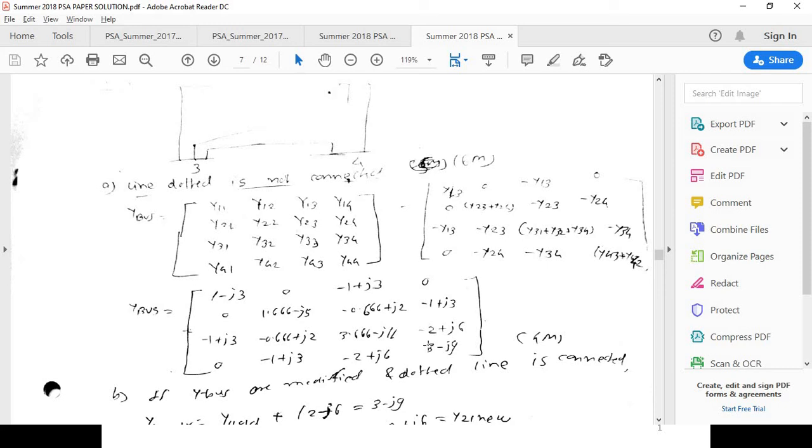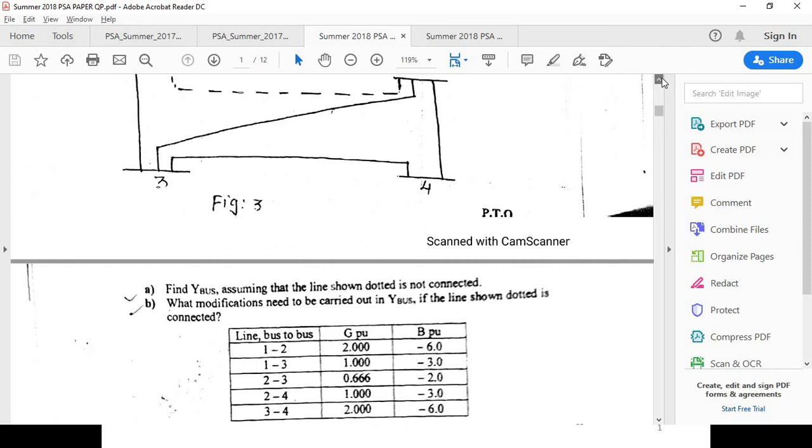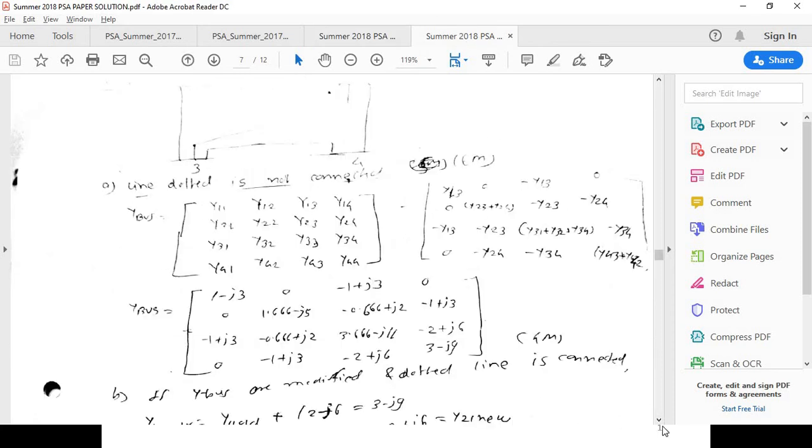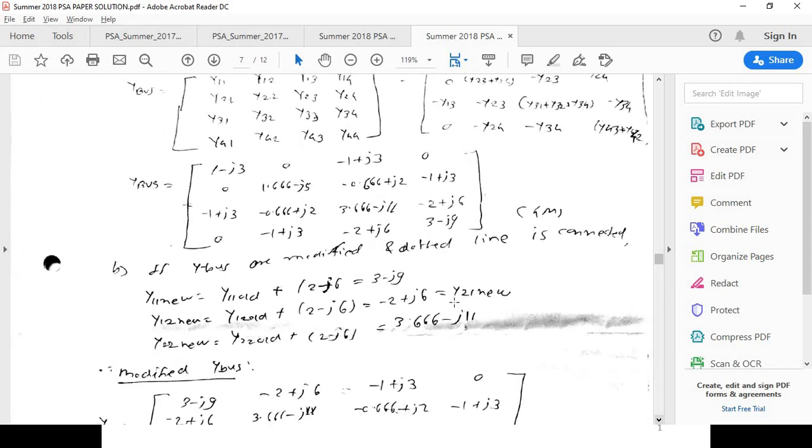So this is the Y-bus matrix for the first case, when bus number 1 and bus number 2 are not connected together. This is the half portion. But what is the remaining part? What modification needs to be carried out in Y-bus if the line shown dotted is connected? That means in the second case, bus number 1 and 2 are connected. So what will we do in this case? When the new line is added, Yii new is equal to Yii old plus 2 minus j6, because this newly added element is added in the case of the diagonal element.